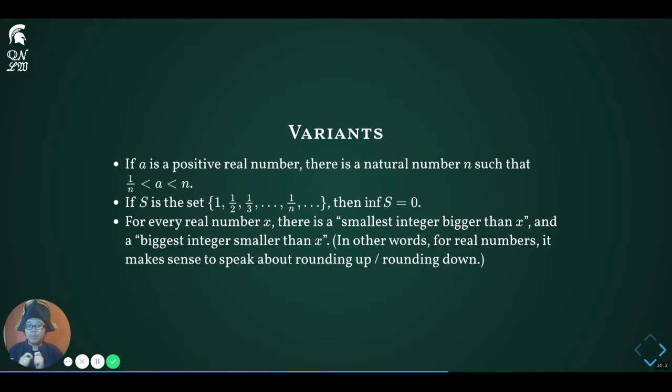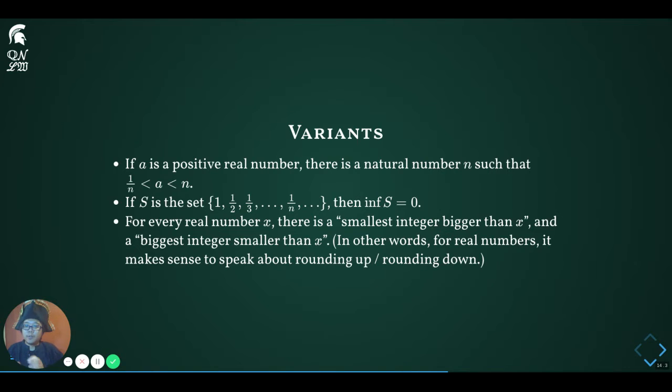Here are three important variants. The first variant appears as corollary 22 on the usable answer sheet and is one of the exercise problems for last week. This says that if a is a positive real, you can find a natural number n such that not only is n bigger than a, but 1 over n is less than a. We've already used this variant a few times this week in the previous lectures.